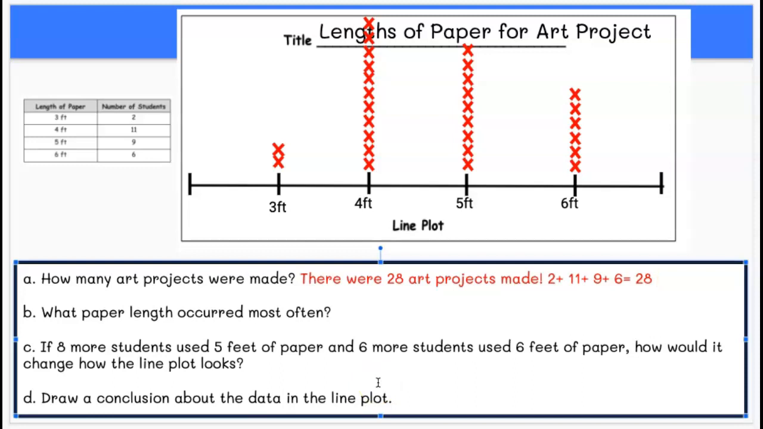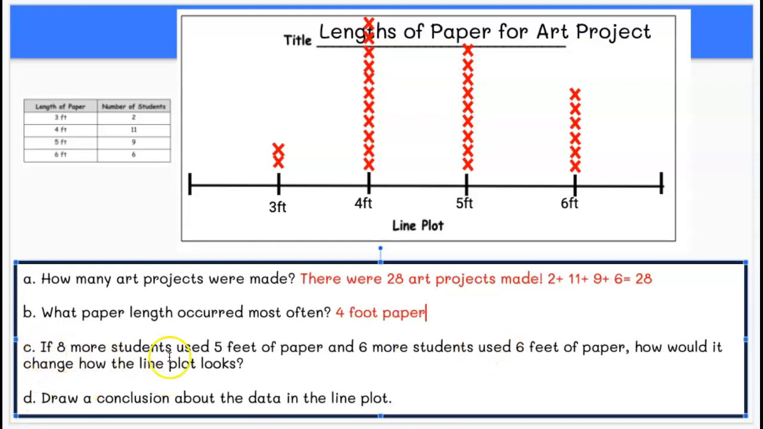Okay, next question. What length of paper occurred most often? So this word occurred is one you might see when we're talking about line plots. Occurred means how many times it appeared or how many times it was used. So in this, I can easily see that the length of the paper that occurred most often was the 4-foot paper, because I have the most X's by 4-foot paper. So this paper showed up the most. So I am going to write the length of paper that occurred most often was 4-foot paper.